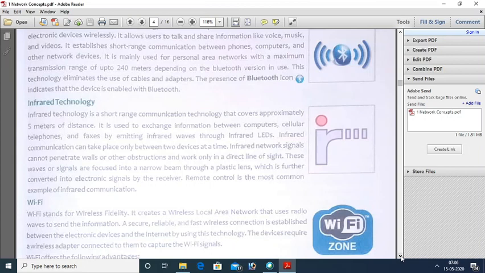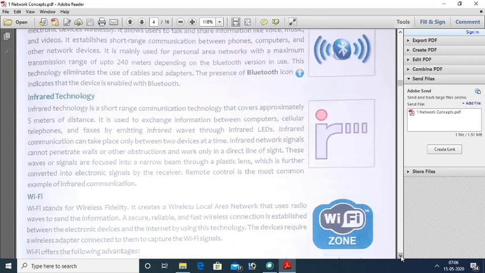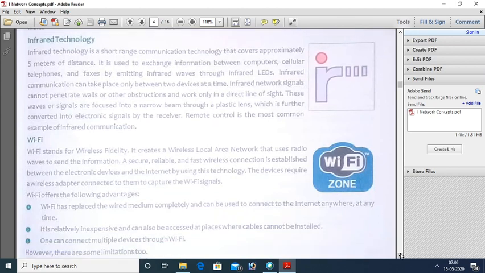These waves or signals are focused into narrow beams through a plastic lens, which are further converted into electronic signals by a receiver. A remote control is the most common example of infrared communication, like our television remote and many types of remote devices.